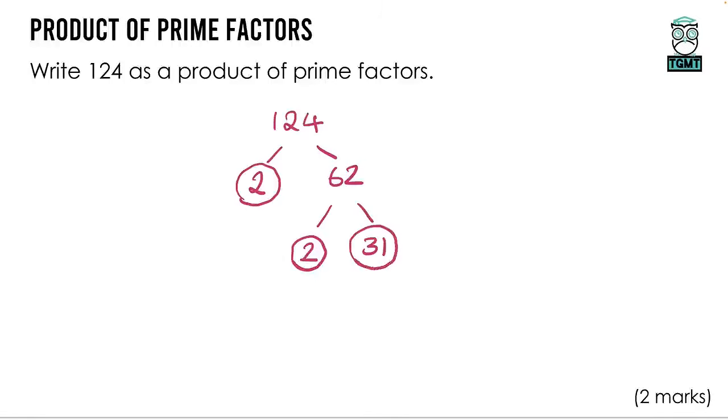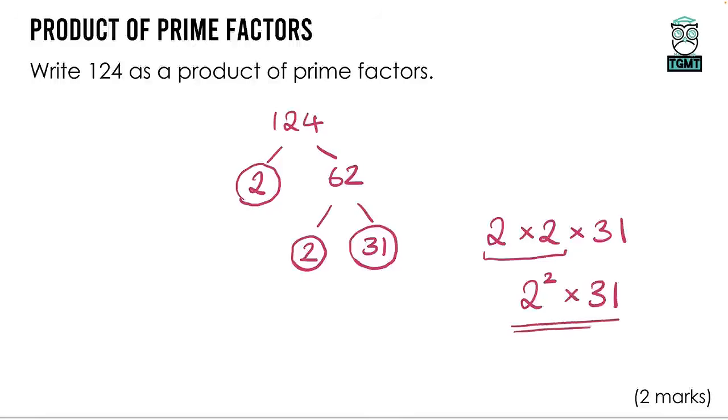To write this as a product of primes, we just take those circled numbers and put a multiplication symbol between them all. If you want, you can write this in index form using powers. However, based on how the question's written, 2 times 2 times 31 is absolutely fine, and you can write those in any order. But as there are two 2's, we can write that as 2 squared, or 2 to the power of 2 times 31. Either way of writing the answer is absolutely fine, unless the question says you have to write your answer in index form. So there we go, that's product of prime factors.